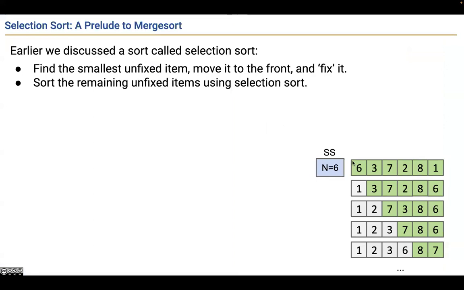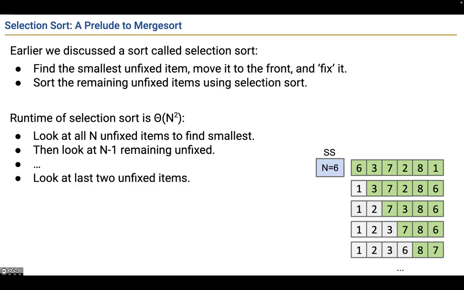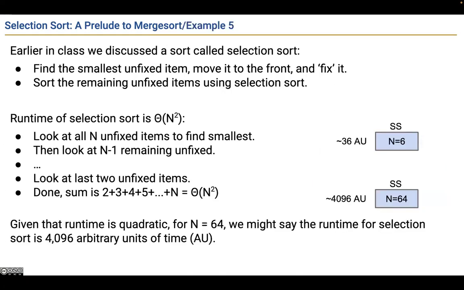And remember, the way selection sort worked was I had an array, and I repeatedly find the smallest item, swap it to the front, and when I swapped it to the front, I knew that was its true place, and I could fix it, and I never had to move it again, and then I could sort the remaining unfixed items. And we also saw that this is n-squared runtime, because at the first step, I have to scan n things to find the smallest item, then I have to scan n-1 things, then n-2 things, and if I add that all up, that ends up being an n-squared sum, or theta of n squared.